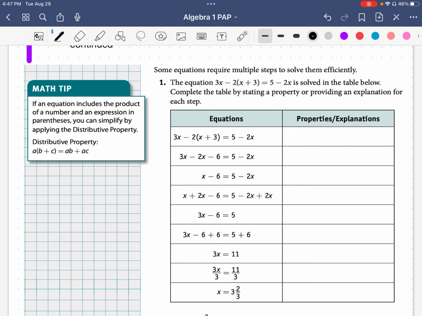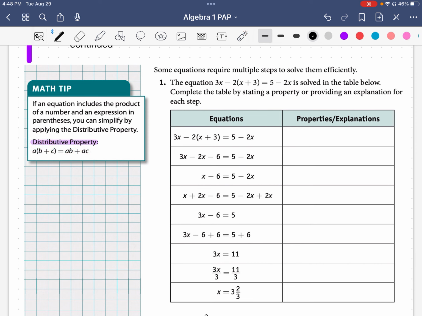Let's go ahead and complete the table by stating a property or providing an explanation for each step. Before we start, just remember that an equation may include the product of a number and an expression in parentheses. You can simplify by applying the distributive property. Just remember from lesson 2-1 that the distributive property says I can take the number outside of the parentheses and multiply it to each of the terms inside, preserving the addition or subtraction between them.